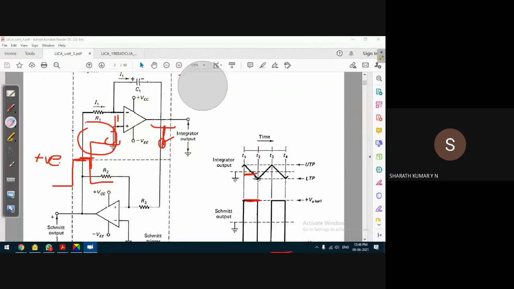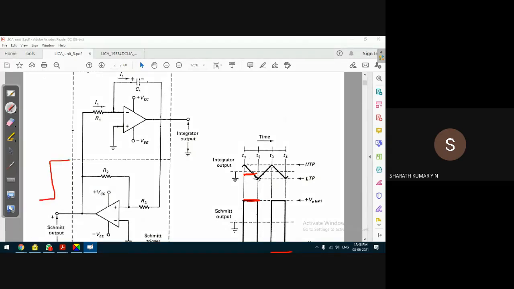Now, if you observe this triangular waveform, let us say, to start with, the output of the Schmitt trigger circuit was at positive saturation. It saturates in the positive cycle as well as the negative cycle, that is, negative saturation, the maximum negative voltage. During the positive cycle, the capacitor charges. This end is positive, this end is negative, that means the output voltage is negative, going from the positive cycle towards the negative cycle.